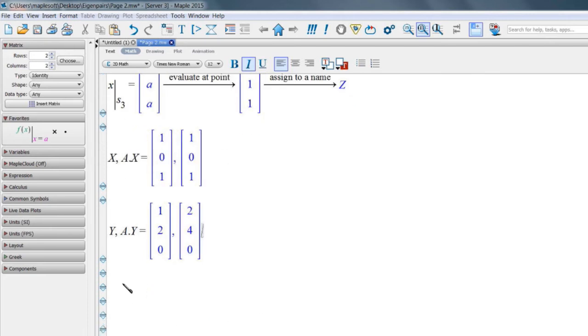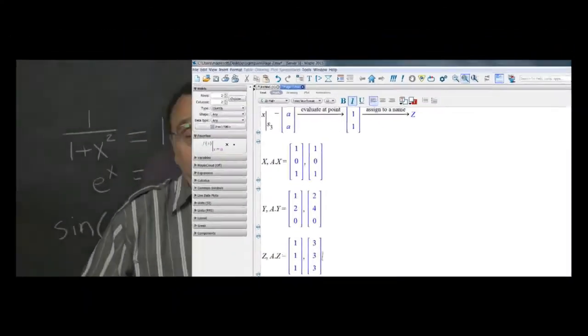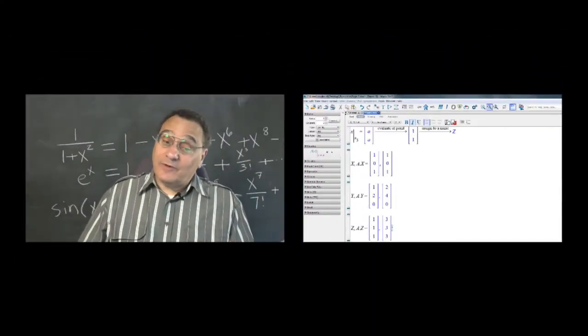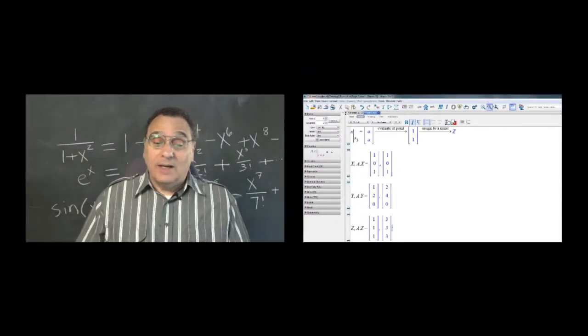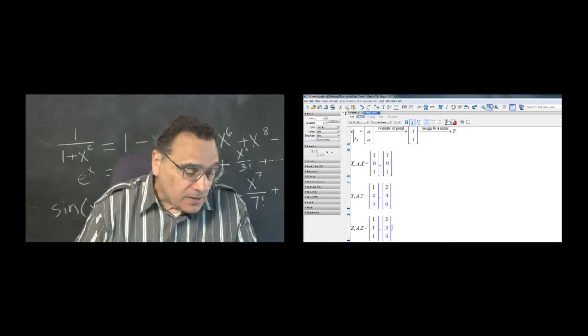And let's try the third one here. Z and A times z. 1, 1, 1, 3, 3, 3. The multiplier is 3. So you have 3 vectors whose direction remains fixed, but there are multipliers. In the first case, it's 1, like in the very first matrix, the 2 by 2 matrix. In the other two, there's a multiplier of 2 and a multiplier of 3.